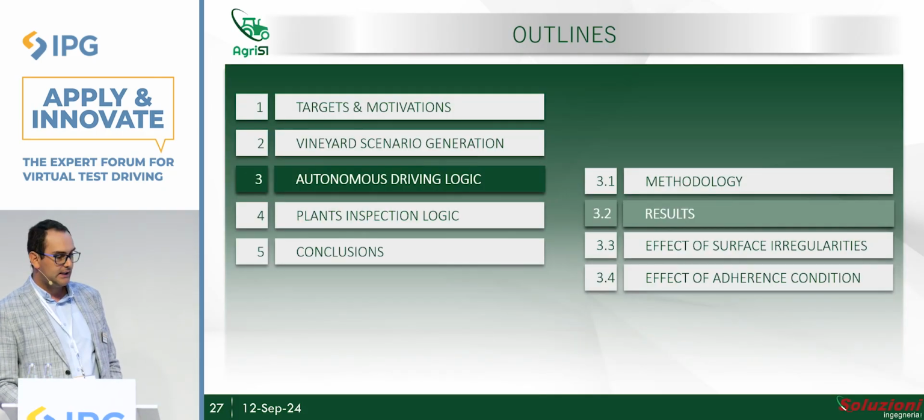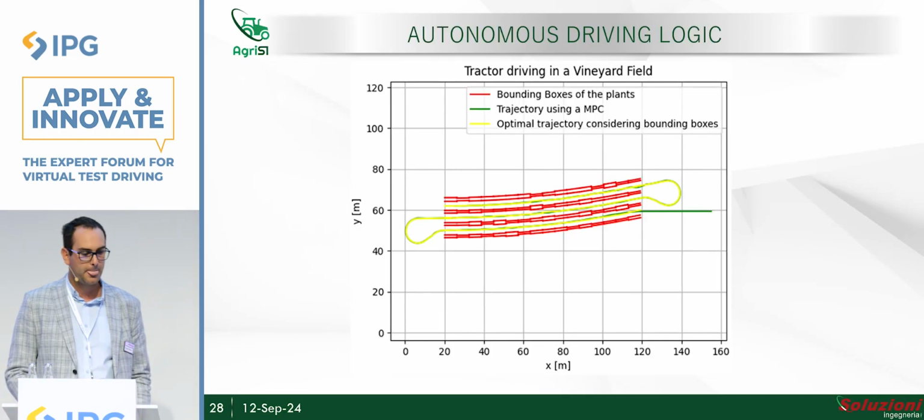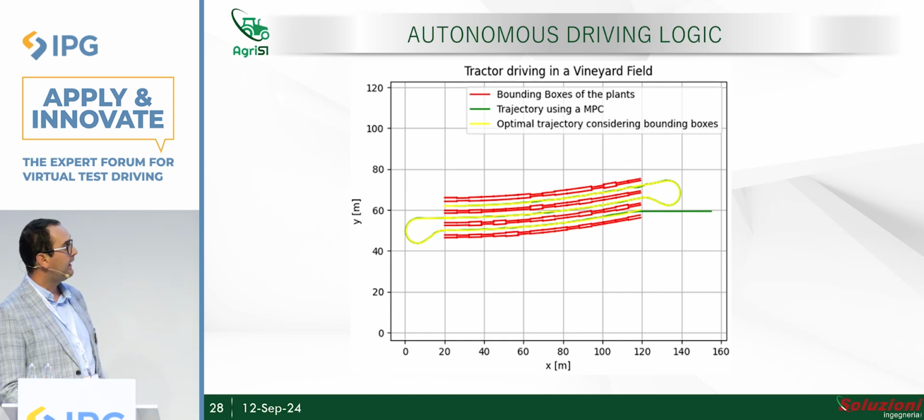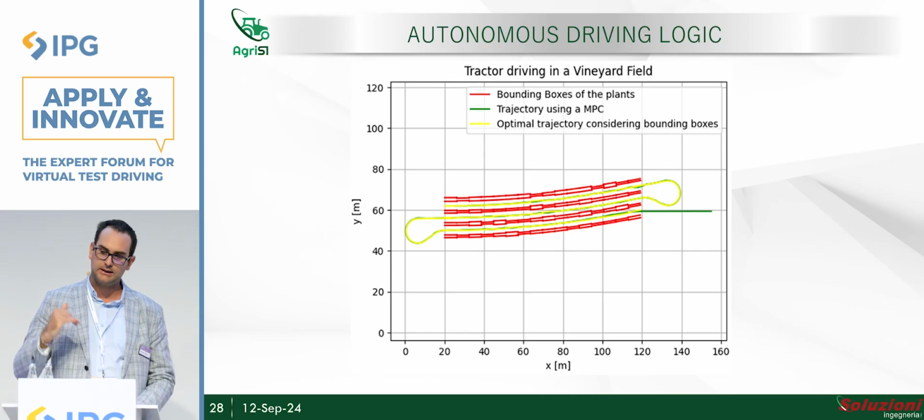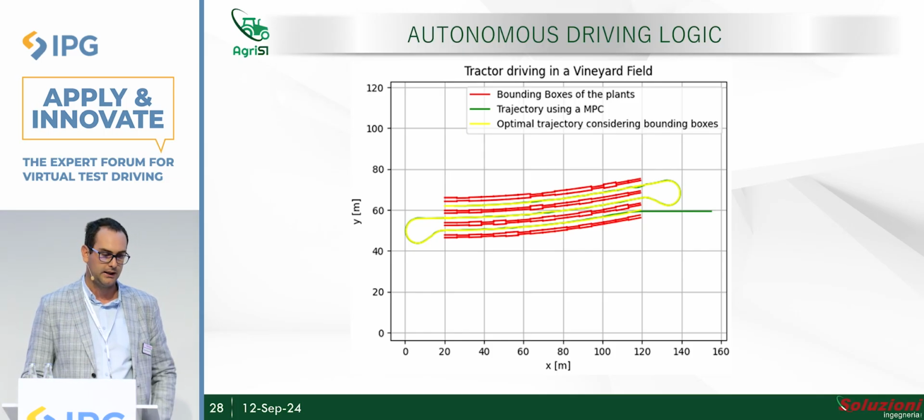If we see some results of this method, here we can see a comparison between the trajectory followed by the tractor using the MPC controller in green and, let's say, the optimal trajectory to always maintain the tractor in the middle of the corridor in yellow.